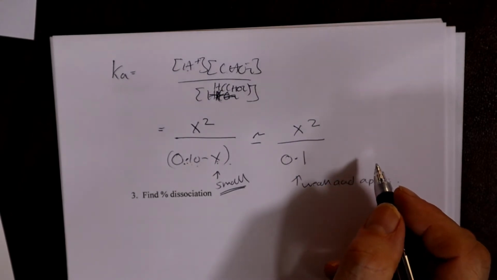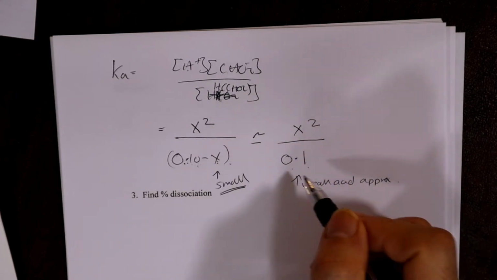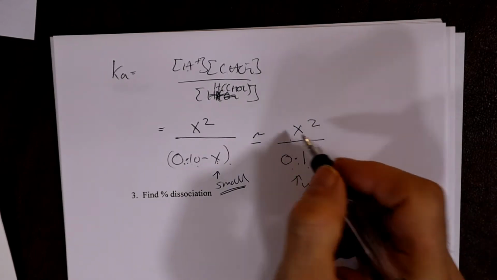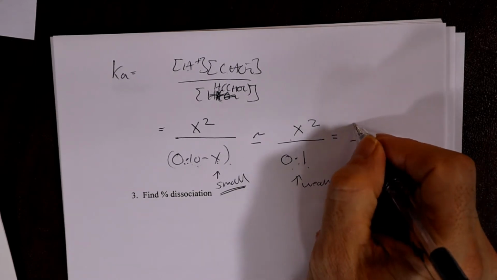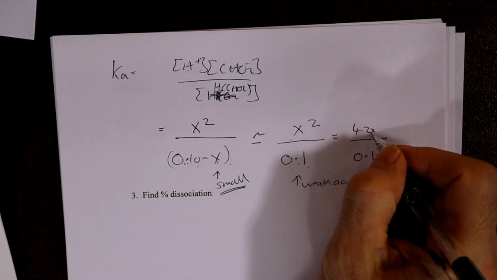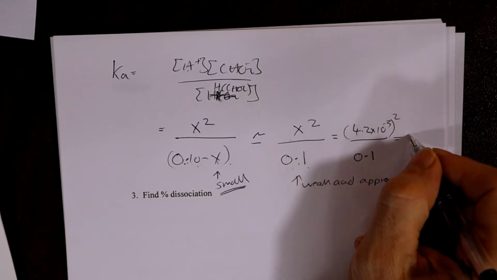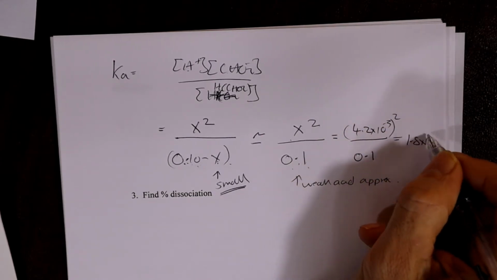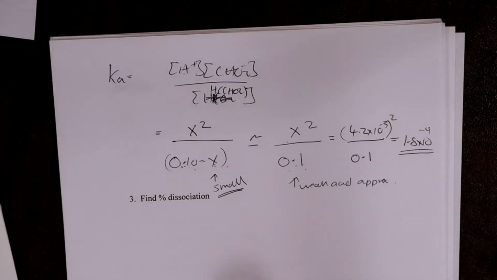So therefore, a big number minus a small number is the same number. Substitute for x on top: 4.2 times 10 to the minus 3 squared. Finally, at the end of the day, 1.8 times 10 to the minus 4. Okay, how'd that make sense?